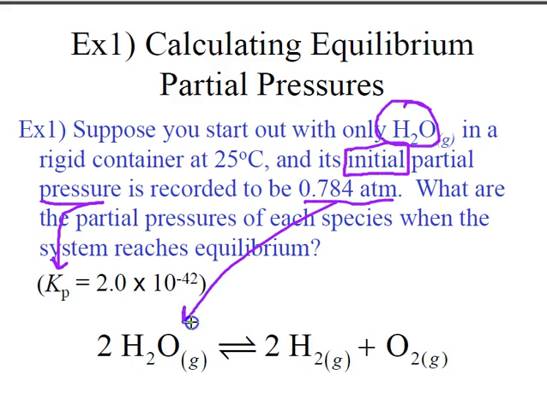What are the partial pressures of each species when the system reaches equilibrium? So currently we're not at equilibrium and we have a pressure of 0.784, and that's the only thing we have, is that water. So we know that some of the water is going to get used up to make some hydrogen and oxygen. But the question is how much of it is going to make hydrogen and oxygen, and then how much of it will be left when we get to equilibrium.